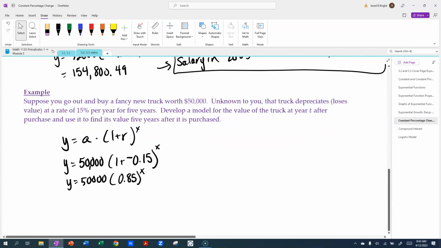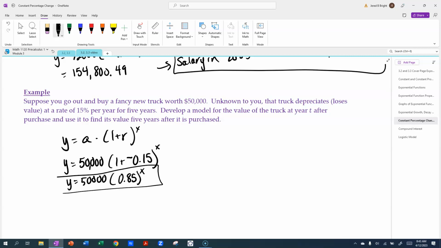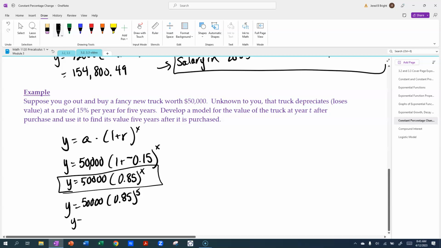Okay, and so this is scary, but so that's our model. And then if we figure out the value at the end of 5 years, $50,000, okay, we're almost scared to see what it's worth. And if we put in 5 there, what do we get? Okay, so I'm typing this in my calculator, times 0.85 to the 5th power. Ooh, ouch. Okay, y is equal to $22,185.27. Okay, so I'm just going to write a note.